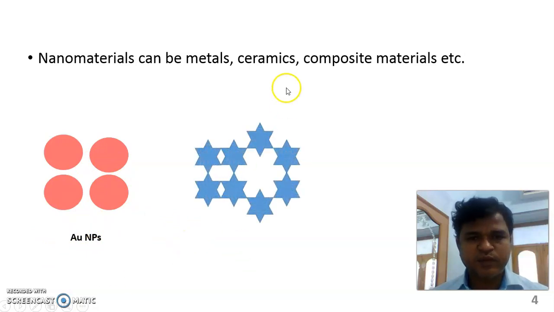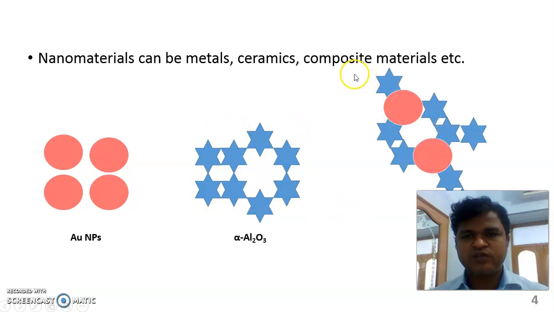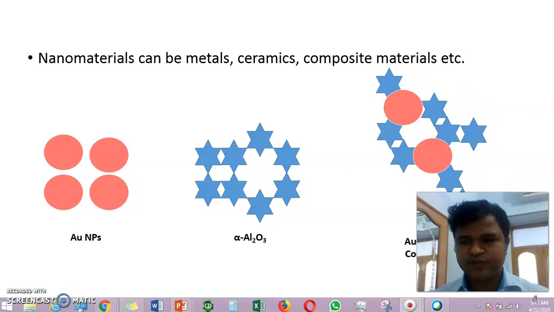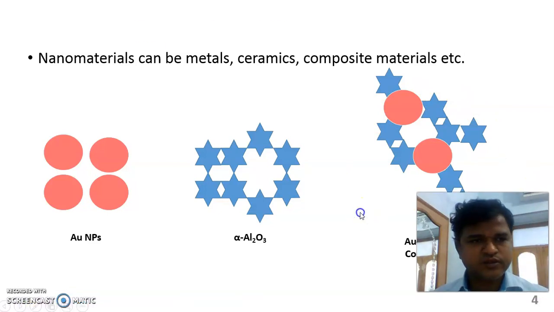The other one is ceramic materials. Ceramic materials are inorganic materials containing Al2O3, alpha alumina nanoparticles. And the composite material. A composite is nothing but a mixture of multiple compounds, like I mixed gold and alumina in a polymer. This is known as composite nanoparticles or composite material. Okay, let's go to the next one.